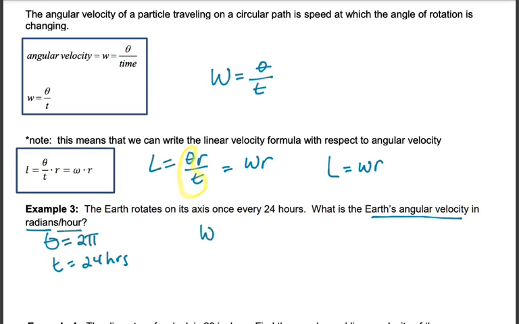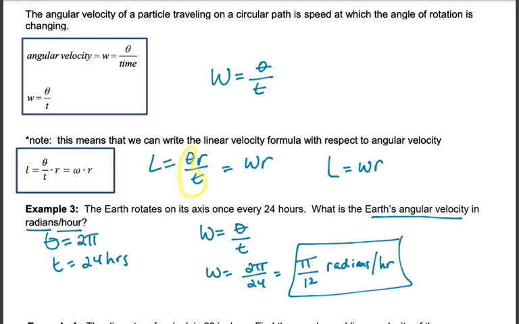My angular velocity formula is theta divided by time. So plugging that in, we have 2 pi over 24, which simplifies to pi over 12. So that means my angular velocity is pi over 12 radians per hour. Or if you had gotten a decimal, that would have been 0.261 radians per hour. Okay, let's do another example.